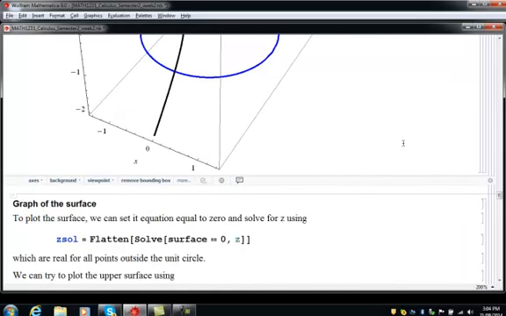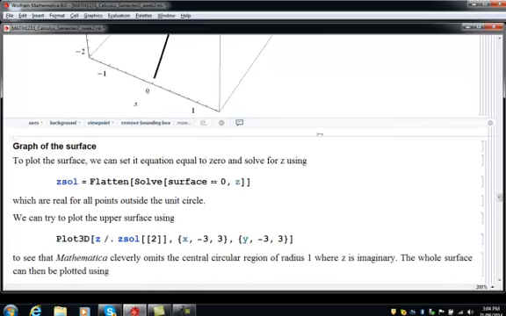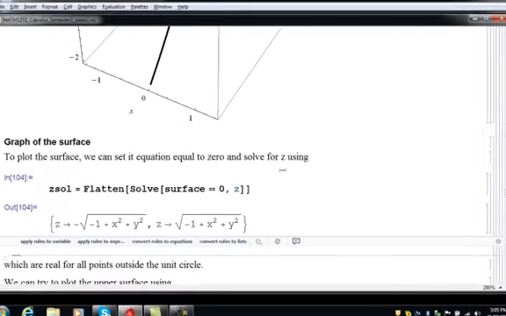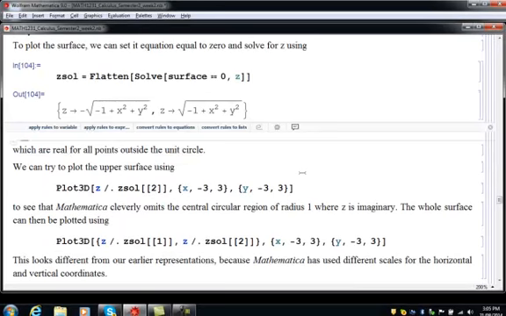So how do we draw a graph of the surface? Well, we can take the equation of the surface and set it equal to 0 and solve for the value of the vertical coordinate z using that. And we get those two solutions here, and they're real for all points outside the unit circle. We can see that this equation here, if we set it equal to 0, is the equation of a unit circle.